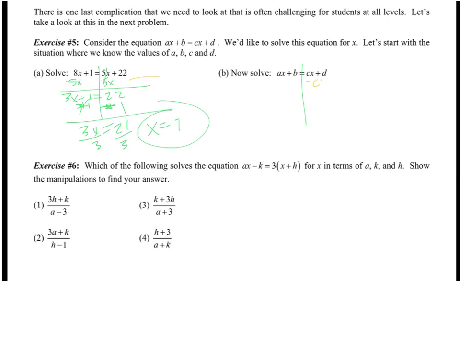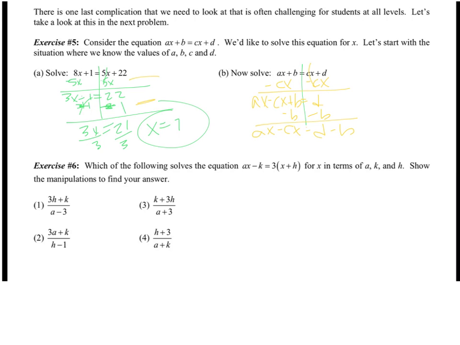So we're going to subtract cx from each side. So ax minus cx plus b equals d. Then the next thing that we did was we subtracted 1 from each side. So we're going to need to subtract b from each side. So ax minus cx equals d minus b.